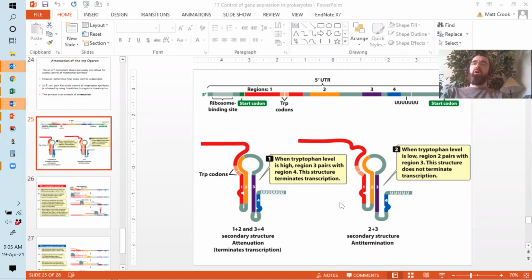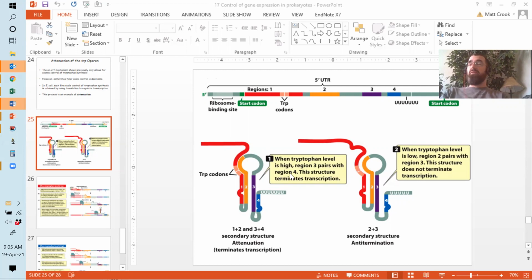And so the key part of the attenuation of the trp operon is which of these conformations are formed and how is the choice controlled. And so sorry, got a cat alarm going off.